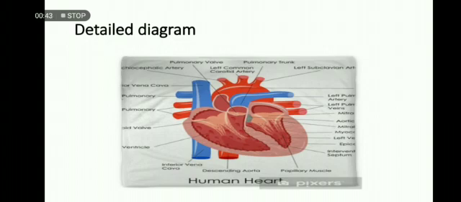Now, this is the detailed internal structure which we are going to study today. Basically, the human heart is divided into 4 chambers. The upper chambers are called atria, the right atrium and the left atrium. The lower 2 chambers are called ventricles, the right ventricle and the left ventricle. All these four chambers work in collaboration with each other. Now we are going to see how these chambers work.